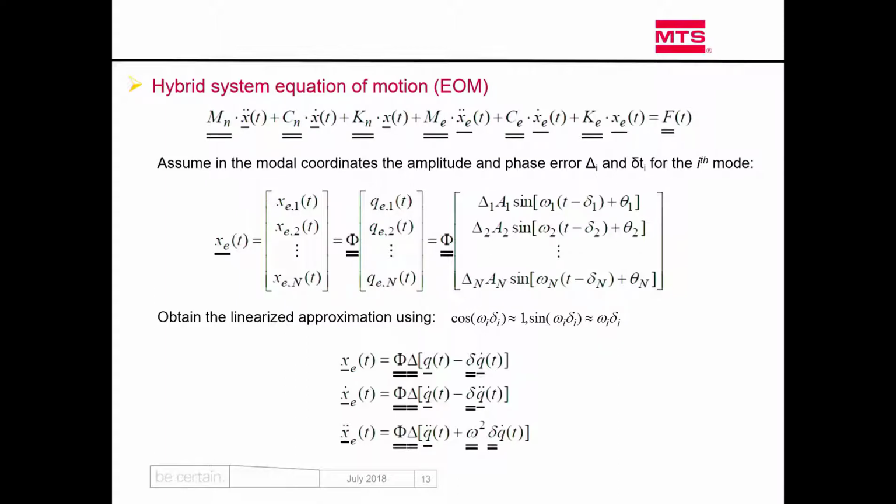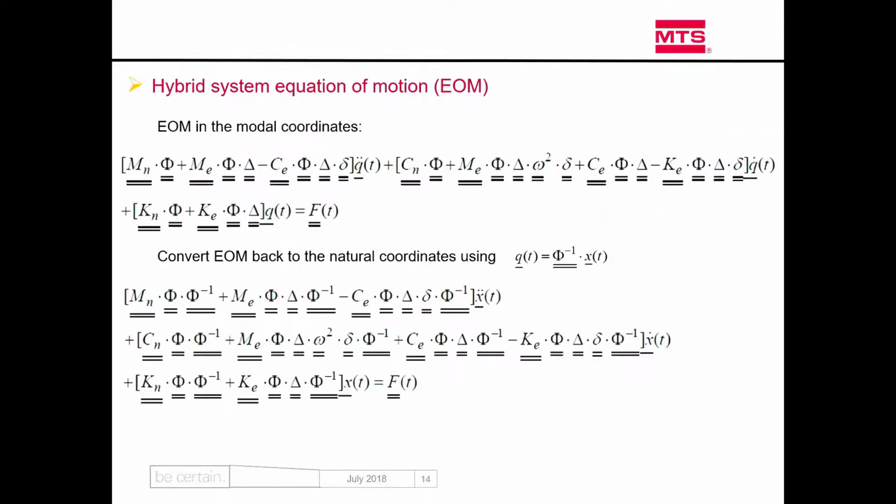We assume each mode, because in the modal coordinate system, you are talking about each single mode, mode 1, 2, 3, until mode n. Every single mode, you could have a different delay in there. And once you linearize this big equation first, and then plug it back into the original equation of motion, that becomes your hybrid system equation of motion. So now it's actually becoming a little bit complicated.